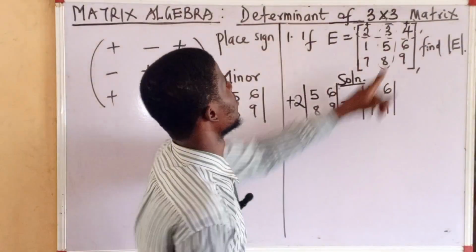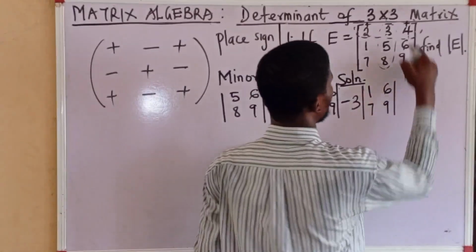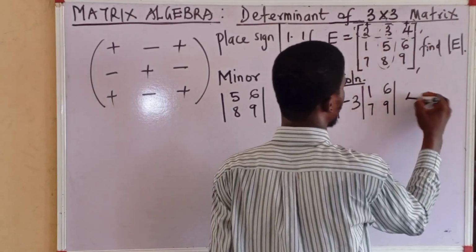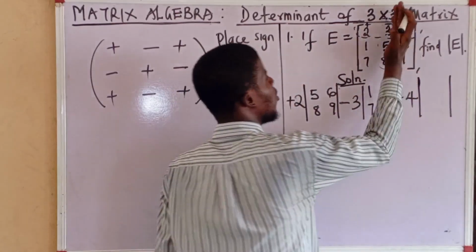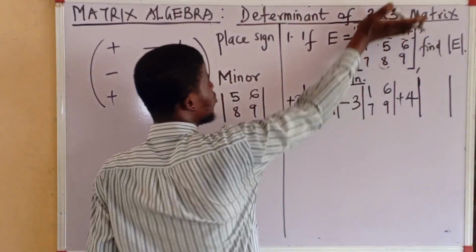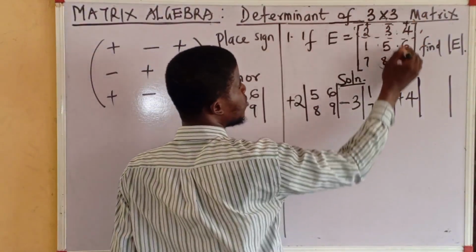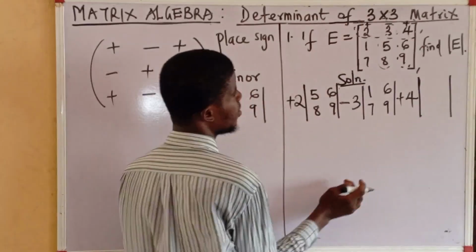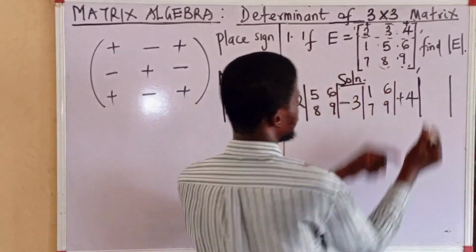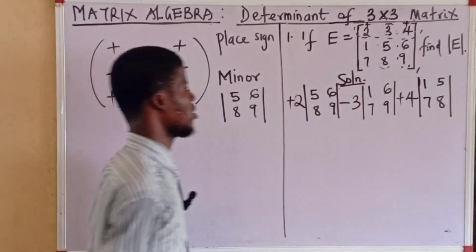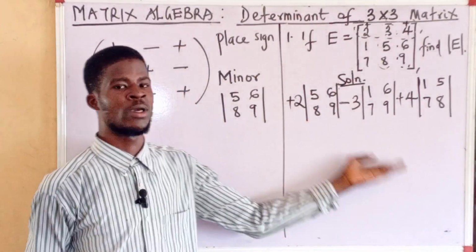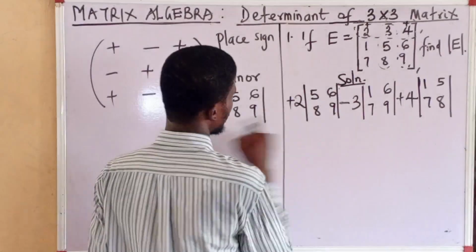Lastly, 4. 4 has a plus. So the minor is this. If I close up this column and this row of 4, I'll be having 1, 5, 7, 8. So when I evaluate this, I'll get the determinant of the matrix.